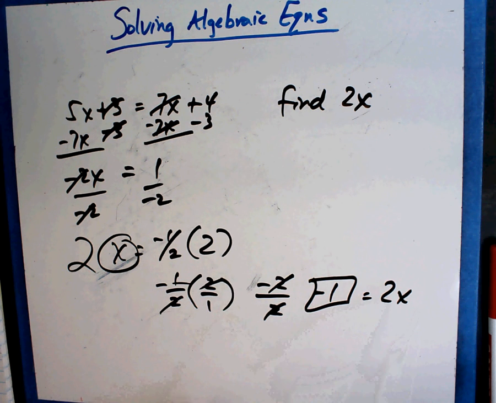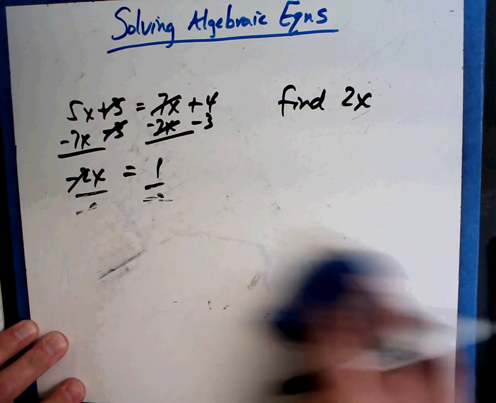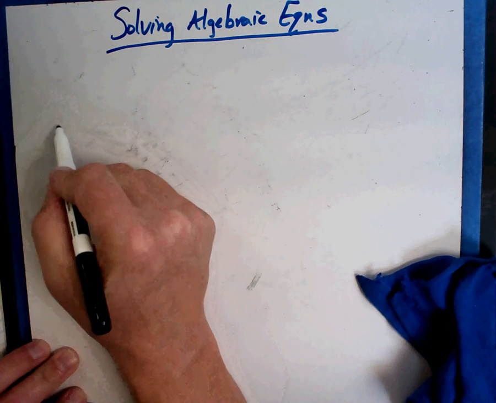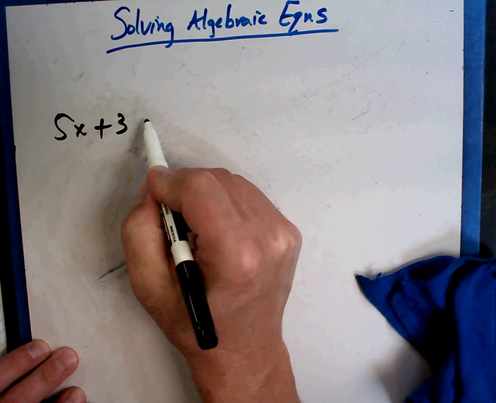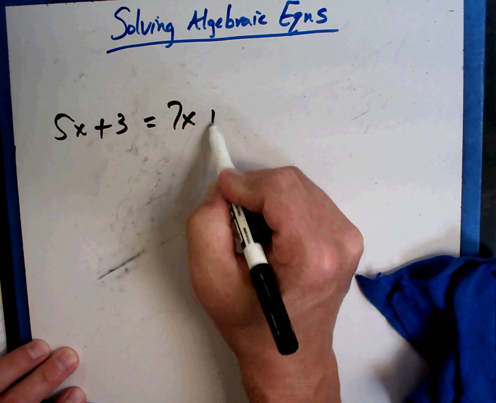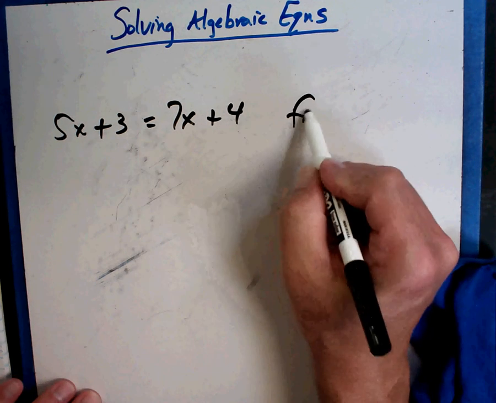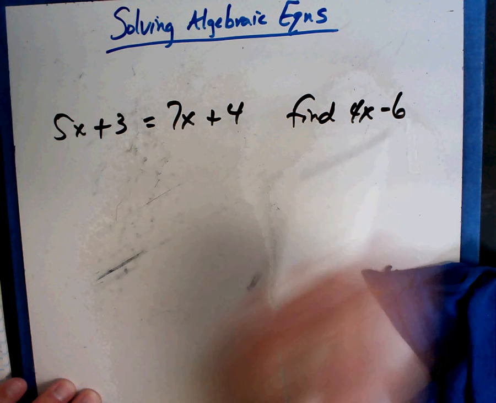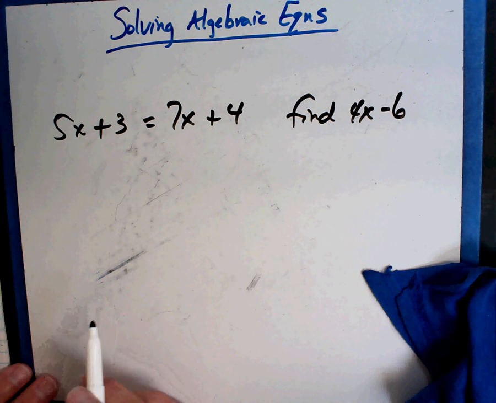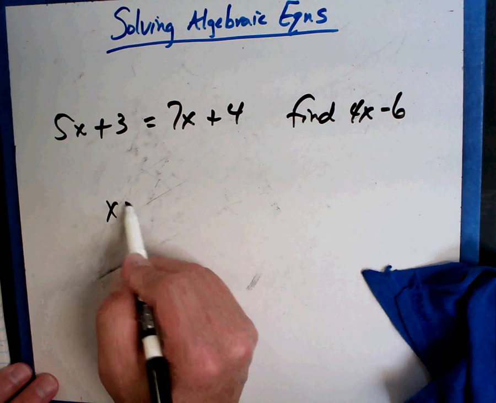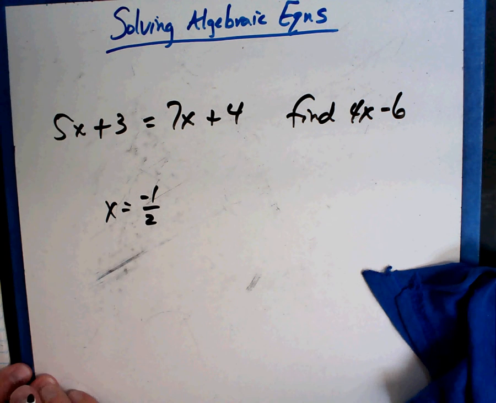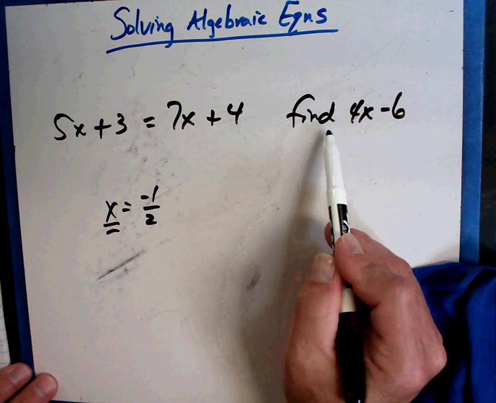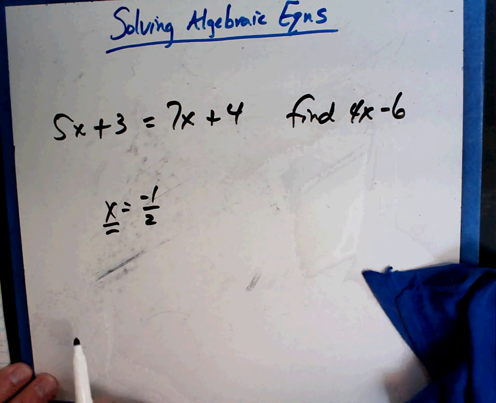2x equals minus 1. So what happens if you had that equation? I'm going to do that same one again. So I'm going to take 5x plus 3 equals 7x plus 4, and they want you to find 4x minus 6. Will you do the same math again? What did we get a while ago? x equals minus 1/2. But that's not what they wanted. This is x. That's the answer to this question. But the question they're actually asking is, what is 4x minus 6?